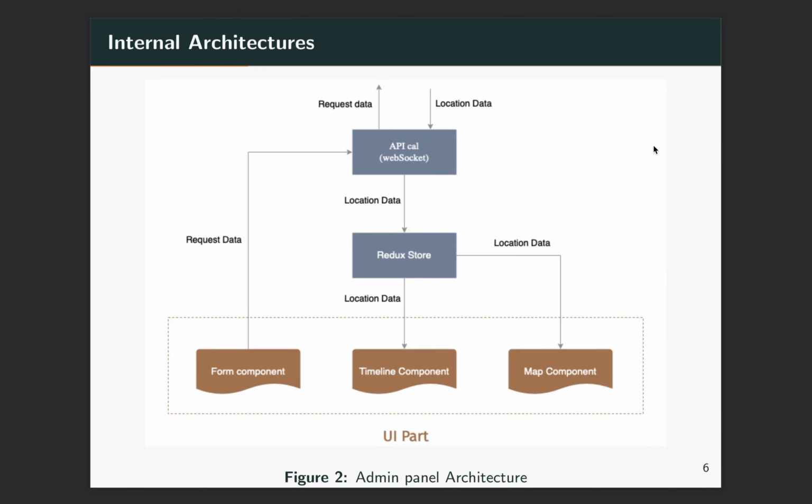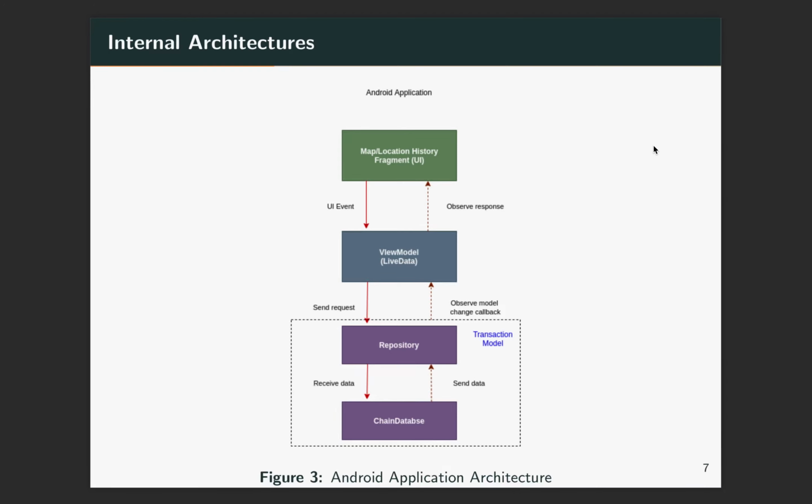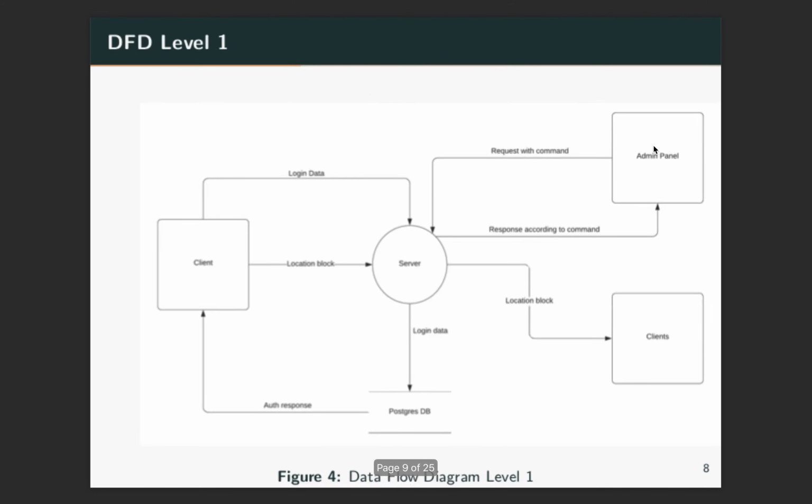This is the internal architecture of the Android application. In the Android app, we follow MVVM architecture. So there is a map or location history fragment, which is a UI part, which sends and receives data from the view model, which gets the data from the chain database. This is the DFD for our project.